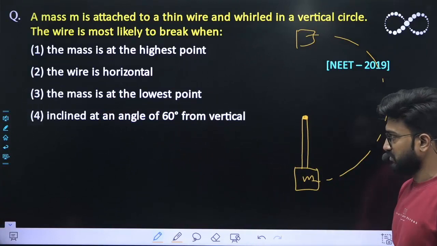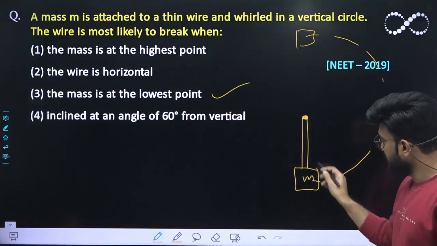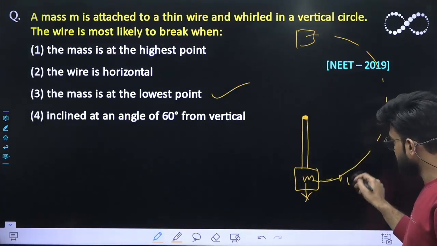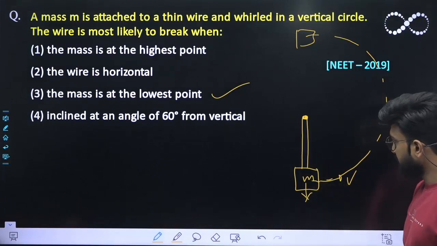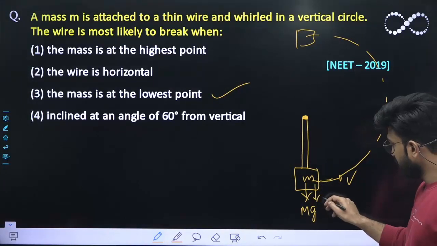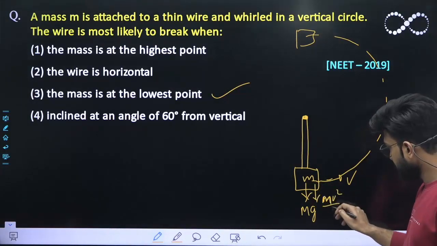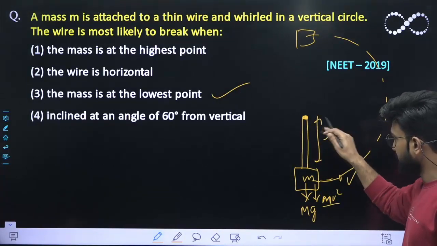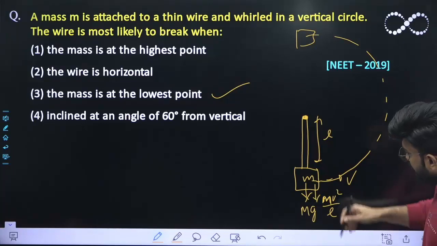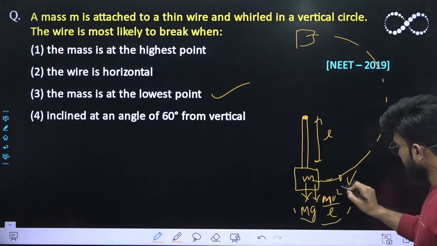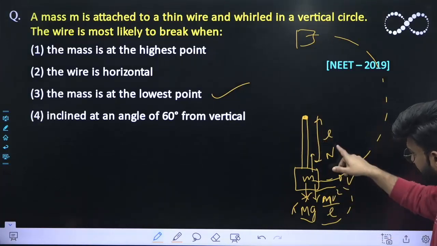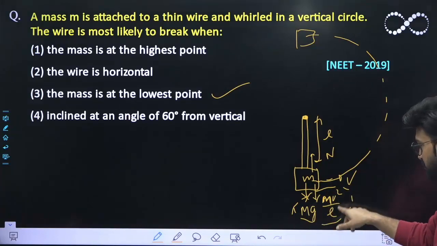When this mass is at the lowest point, the answer is the third option, because it is in continuous circular motion. Let v be the velocity with which it is moving in a circular track. At its lowest point, the weight mg is acting downward. At the same time, the centrifugal force mv square by L, where L is the length of the wire, is also acting in the downward direction. So the normal force (tension) at its lowest point must be equal to mg plus mv square by L.